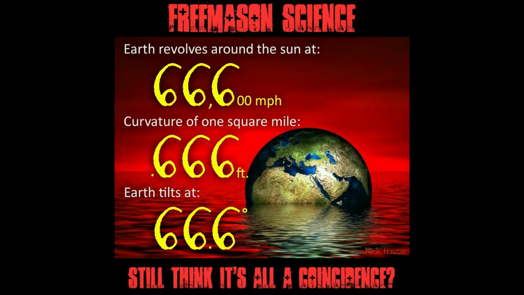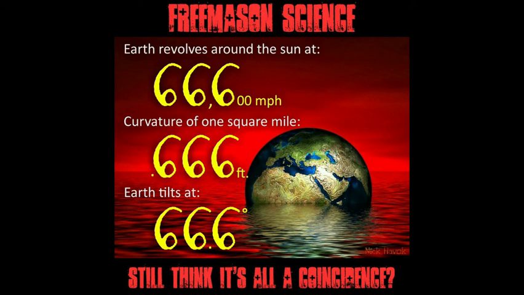So let's analyze the world they have you believe in. Okay, they say the earth revolves around the sun at the speed of 66,600 miles per hour. That's 666, number one, when the earth doesn't move at all. Number two, the curvature of 1 square mile is 0.666 foot. So the shape of a ball is basically 666. Okay, the earth is flat, so now we got 666, number two.